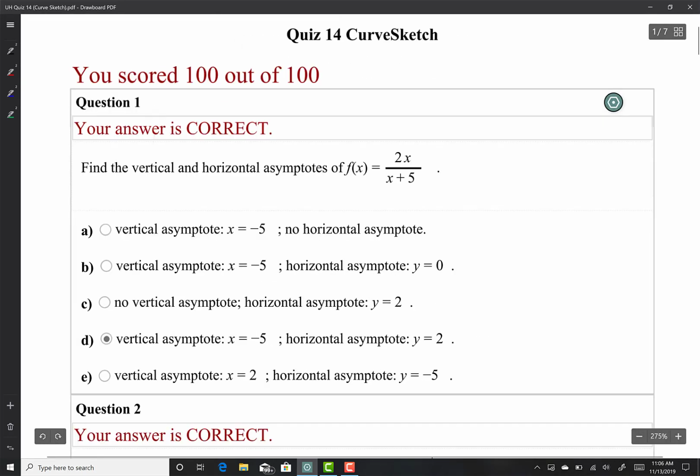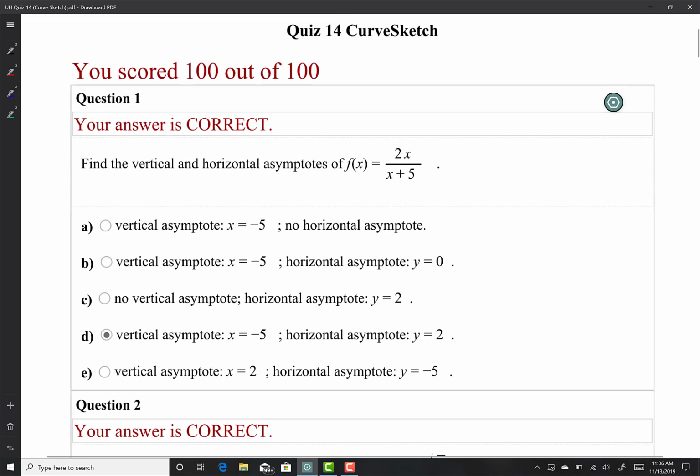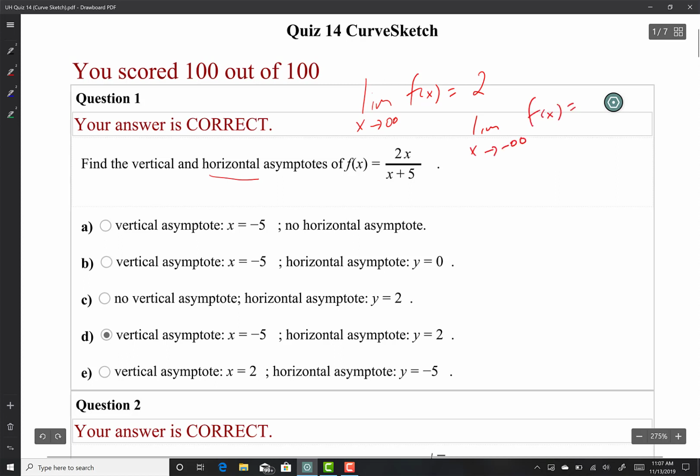Okay, find vertical and horizontal asymptotes, guys. Horizontal asymptotes are simple. That's whenever the limit is approaching infinity. So I'm going to make x approach positive and negative infinity of this function. I see 2x over x, so I see 2. Approaching negative infinity, again I get 2. So the horizontal asymptote is 2. And the vertical asymptote is wherever this function is undefined, and it's undefined if x equals -5.